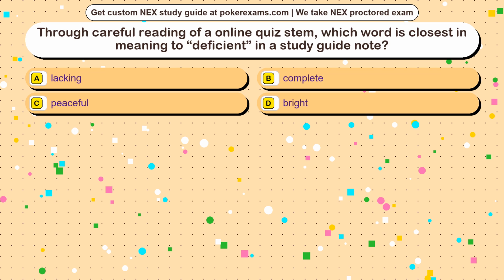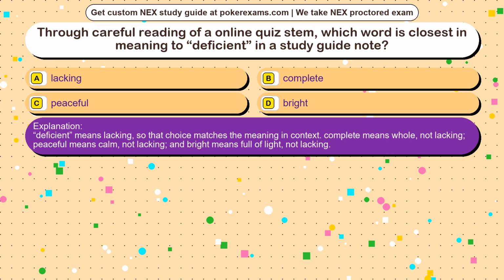The correct answer is option. Deficient means lacking, so that choice matches the meaning in context. Complete means whole, not lacking. Peaceful means calm, not lacking. And bright means full of light, not lacking.